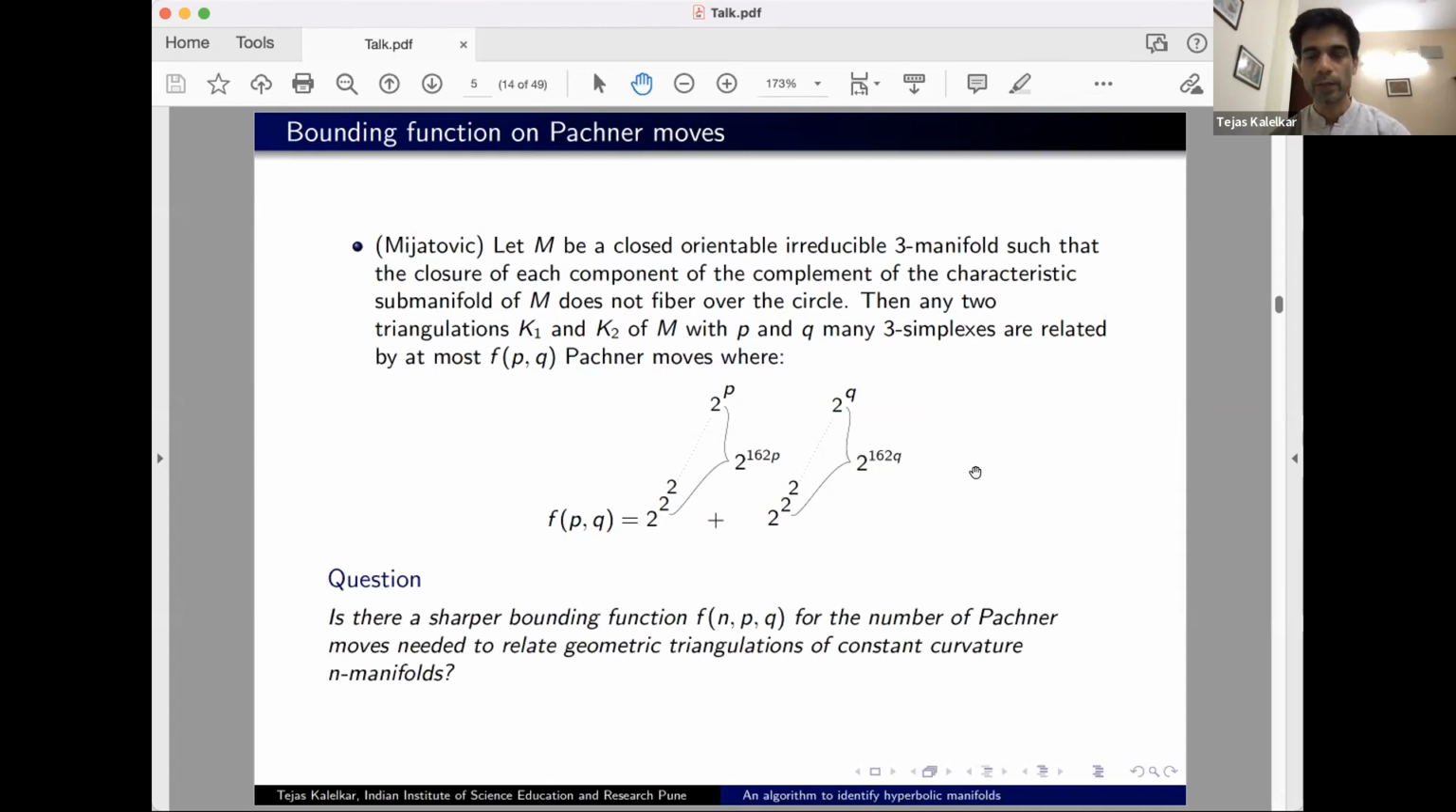So on the one hand, the question is a little more general because we are asking in any dimension. On the other hand, we are placing severe restrictions. We are asking this question only for spherical, Euclidean, and hyperbolic manifolds. And furthermore, the input that we have are geometric triangulations, where the simplexes are all totally geodesic simplexes. So they're not topological triangulations anymore. So this is the context of how we came to such a question.